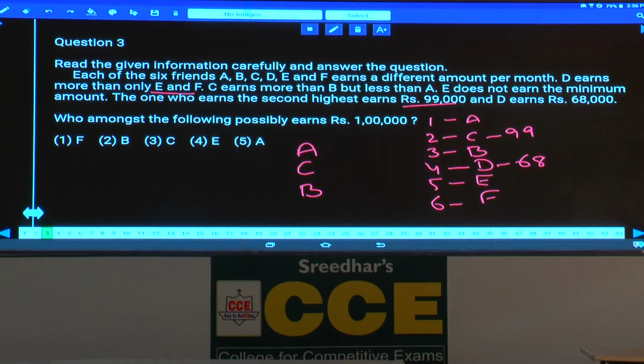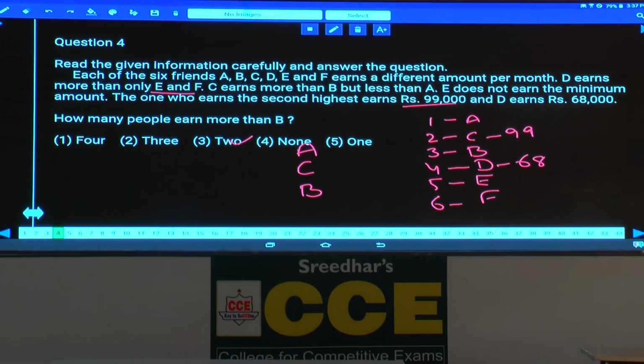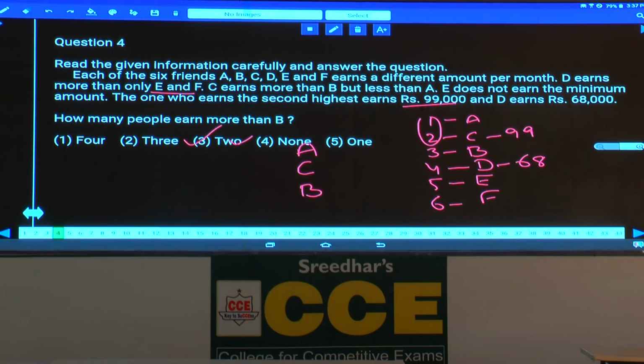Then question number 3, who among the following possibly earns 1 lakh? Possibly earns 1 lakh means more than 99. Who is that person? A could be, the only possibility is A. Then question number 4, how many people earn more than B? Yes, so how many persons earn more than B? There are 2 persons, A and C. That is choice 3. Question number 4, choice 3.